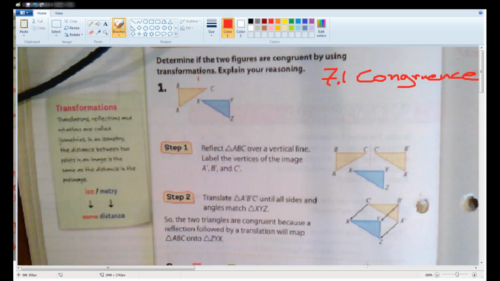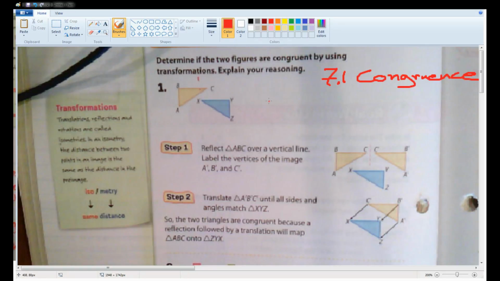Hi, good afternoon. Hopefully this video finds you well, and I'm going to do a brief review of the main ideas in Chapter 7 so far, starting from 7.1 congruence and going through 7.3 similar shapes. So let's get started.